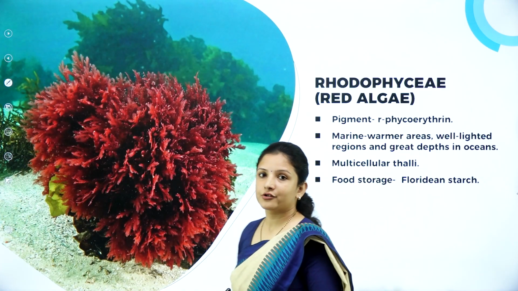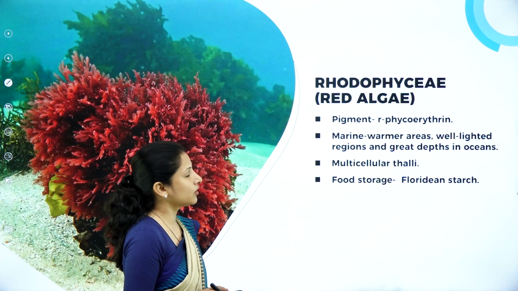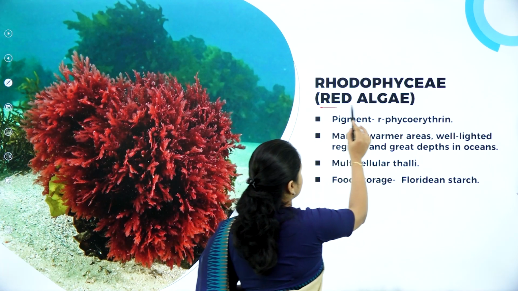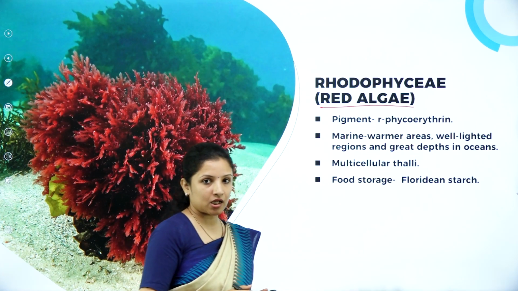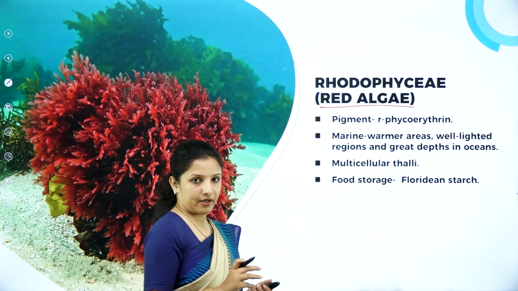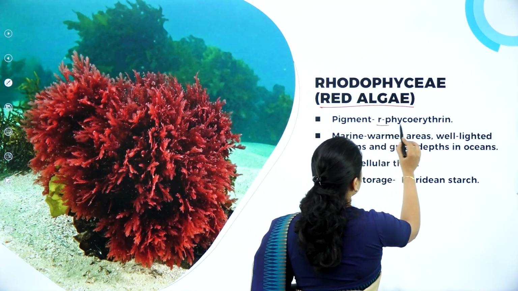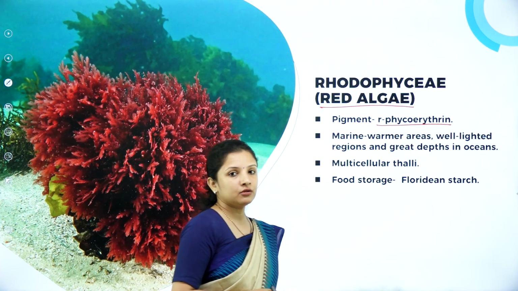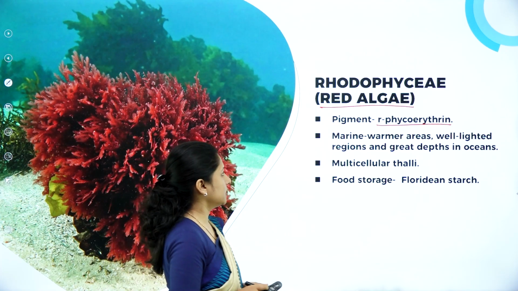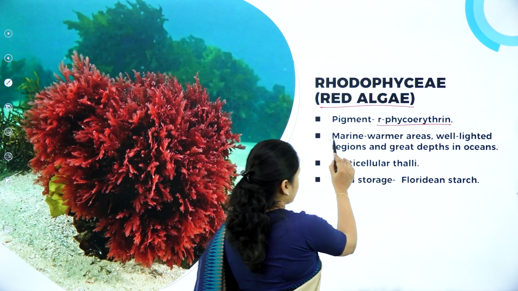So next, moving on to the third class of algae, Rhodophyceae, which is also called red algae because it is red in color. Why is it red in color? It has one particular pigment in abundance which is called R-phycoerythrin. So that is why this R-phycoerythrin gives it a red color. And these are marine forms.